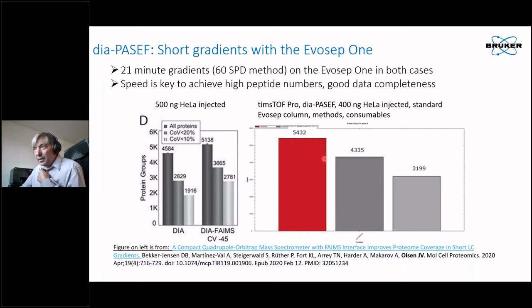But I want to draw your attention to the CVs here. When they look at the number of proteins with CV of 20% or less, they saw 3,600. We have 4,300. At 10% or less, we have 3,200, and they have 2,700. And again, that's why I emphasize the number of peptides here. We saw nearly 40,000 peptides. They saw on the order of 29,000 peptides in that paper.